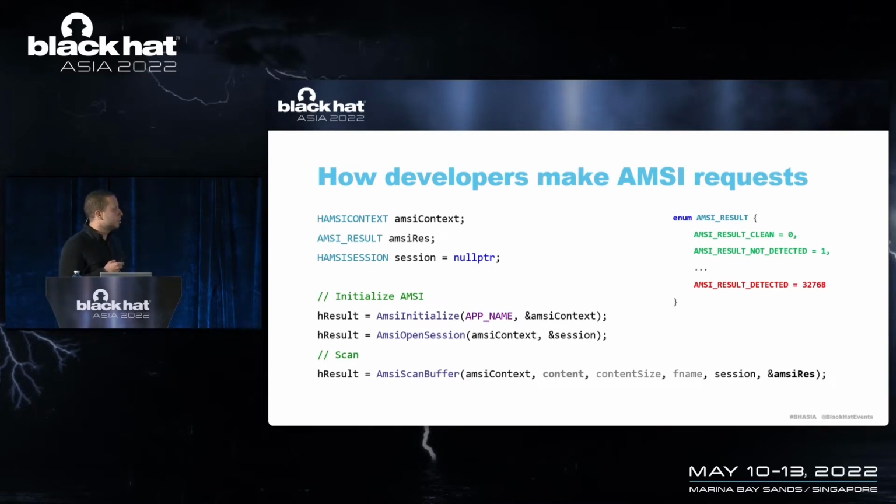AmsiInitialize is a function that initializes AMSI for us. AmsiOpenSession opens a new AMSI session. And AmsiScanBuffer scans a buffer full of content for malicious indicators. AmsiScanBuffer will return an AMSI result. The values of the AMSI result can vary, but the most important ones of them are AMSI_RESULT_CLEAN, AMSI_RESULT_NOT_DETECTED, and AMSI_RESULT_DETECTED, which indicates that a malicious indicator was found.